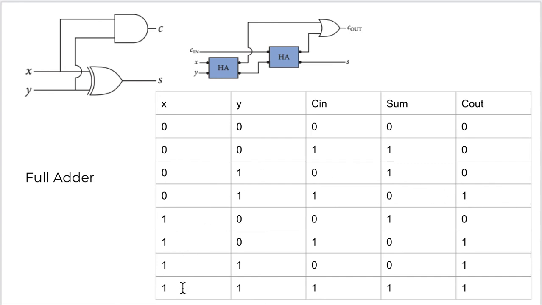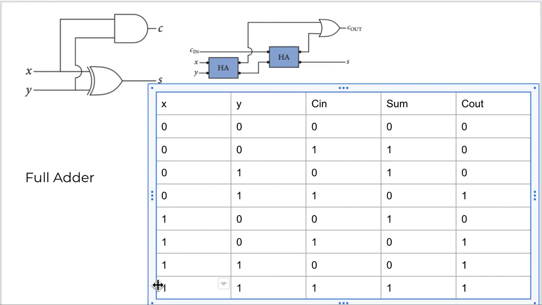Now the best one is the last one, 1, 1 and 1, which will have x and y added together. That will give us a sum of 0 and a carry forward of 1, but that sum would be added to the carry in, that will give us 1 here, and a carry out, that was 1 right there, right? So that's a full adder and a half adder.